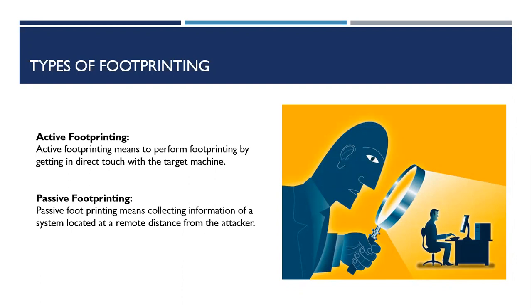The hacker just uses your public social media platforms, or he can use search engines like Google, DuckDuckGo, and Bing, to scrape information about you, to know your routine, the type of sites you follow, and that sort of thing. So logs are created in active footprinting, and logs are not created in passive footprinting. So we can say that passive footprinting is safer than active footprinting.